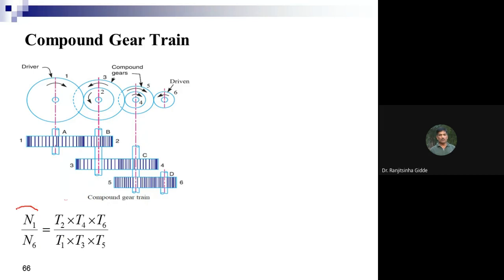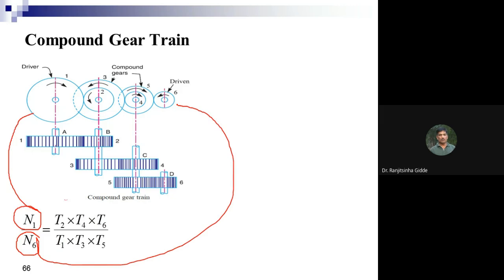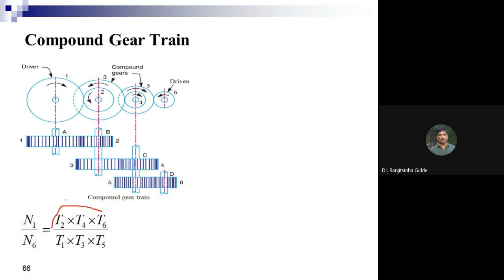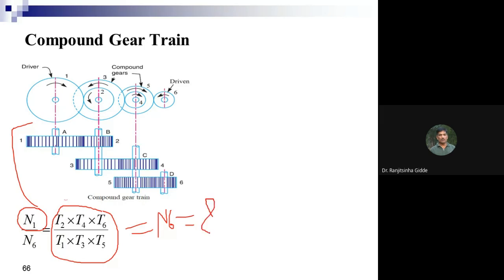Now for this case, n1 is the speed of the driver and this one is the speed of the driven. If T2 is known, T1, T4, T6, T5 and T3 - what are these? T2, T4, T6 are the number of teeth on these wheels. If these are known, this right hand side is known, and the speed of the input gear is known, then we can find out the speed of this gear number 6.